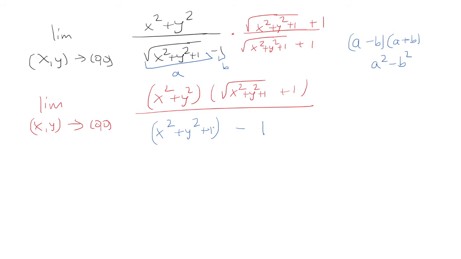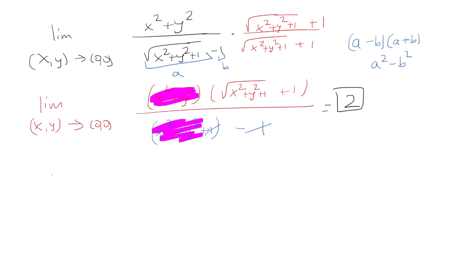And notice that the 1s are going to cancel. So you have x squared plus y squared over here, x squared plus y squared over here. Those are going to go away. And you're just left with the square root of x squared plus y squared plus 1, and then plus 1 here. Plug in x and y equal to 0. You get the square root of 1, which is 1, plus 1 is 2. So this is going to be the limit.